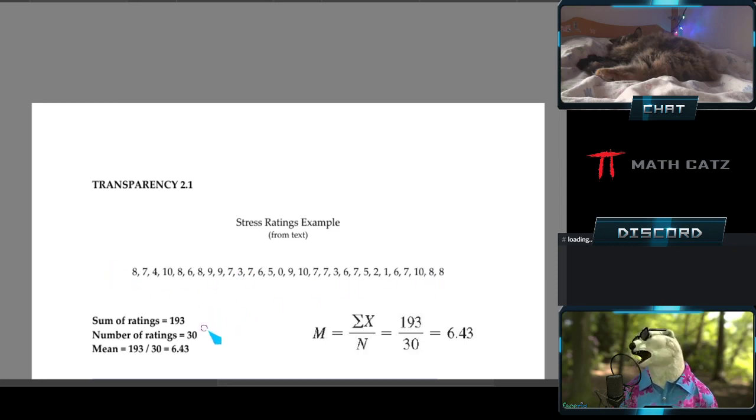I count how many there are. There are 30 of them. So the mean, here's my formula. Adding them up, the sum is 193 divided by 30. I get a mean of 6.43.